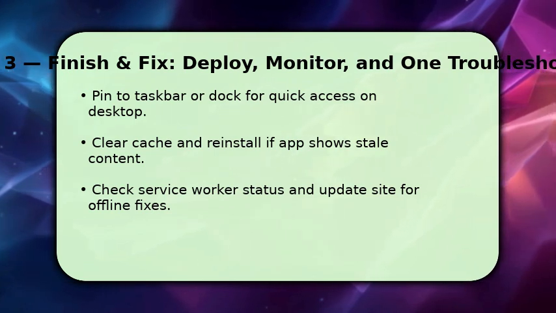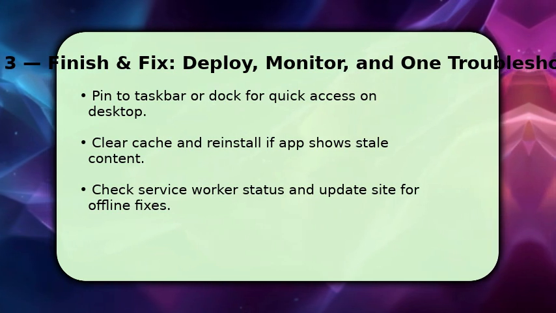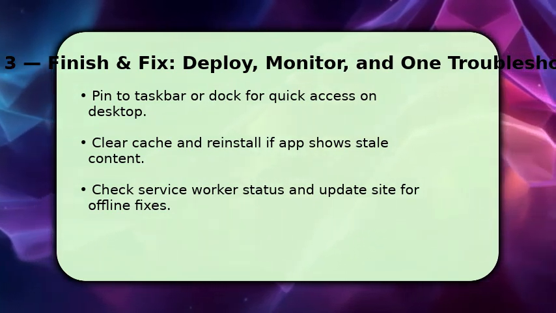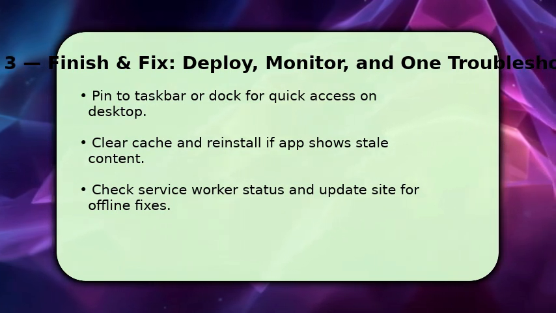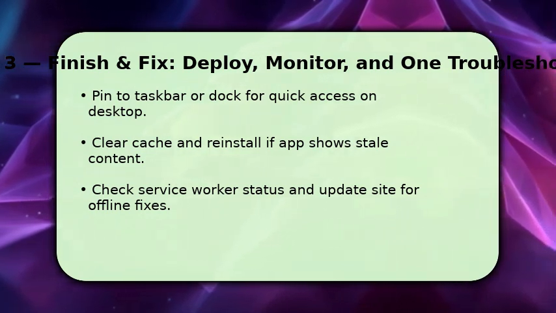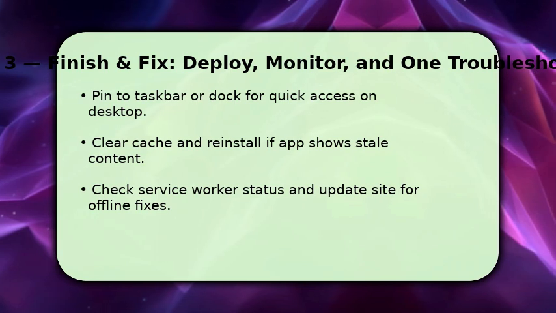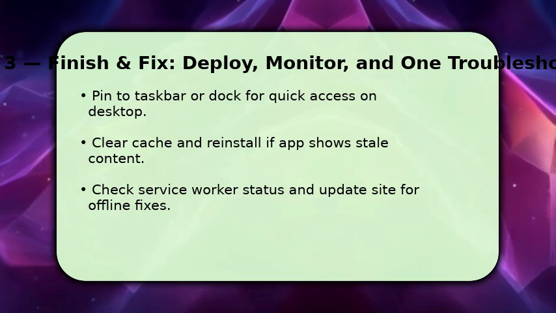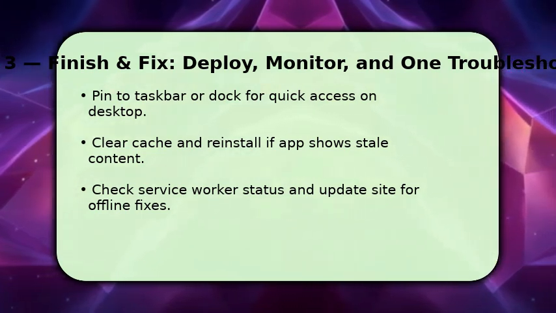If content looks stale or features fail, clear the cached site data and reinstall the app. This forces updated service workers and resources. Make sure the site registers a service worker and has a manifest file. That's why it installs cleanly. If things still break, try opening developer tools to inspect service worker status. Then refresh the service worker cache and relaunch the installed app.